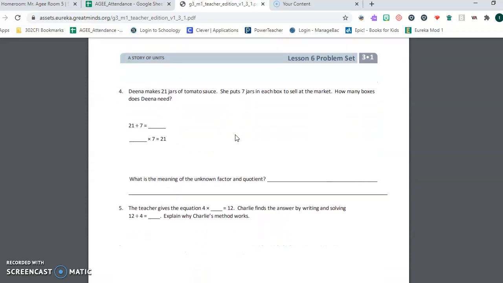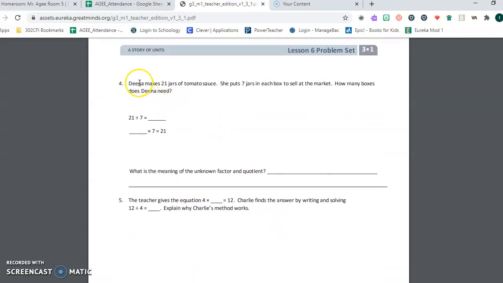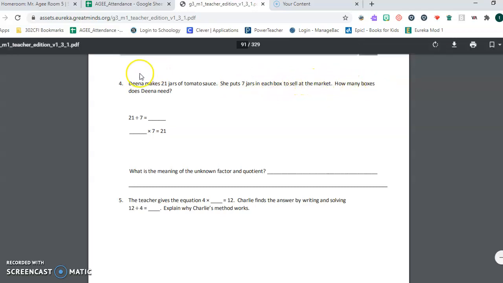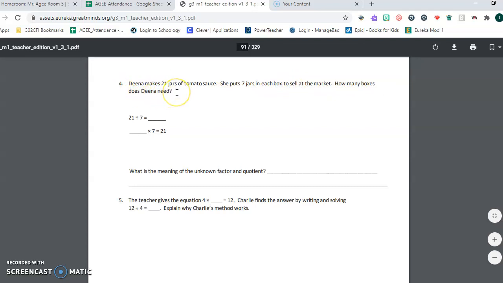Dina, which is my mom's name, makes 21 jars of tomato sauce. Okay, I've seen a jar of tomato sauce before. I'm visualizing that's a lot of jars of tomato sauce. She puts 7 jars in each box. Okay, so her groups are boxes to sell at the market. How many boxes does Dina need?